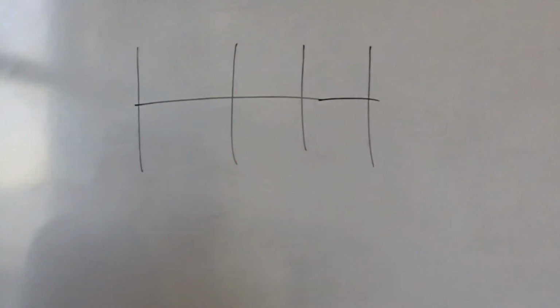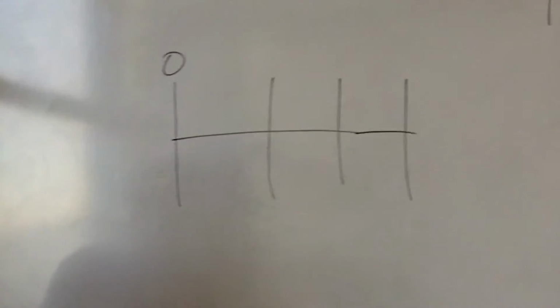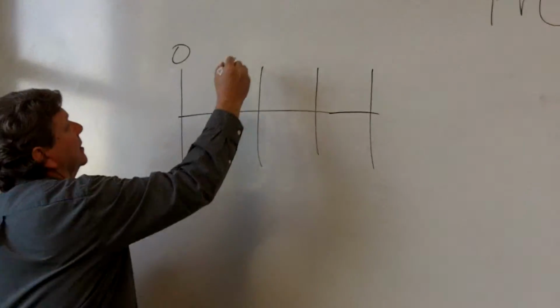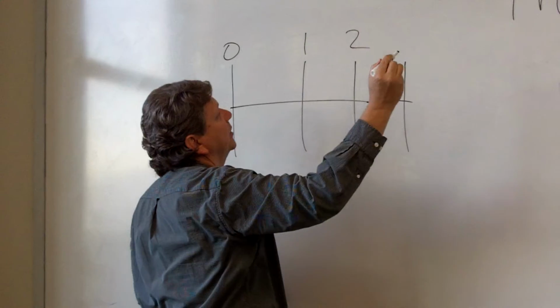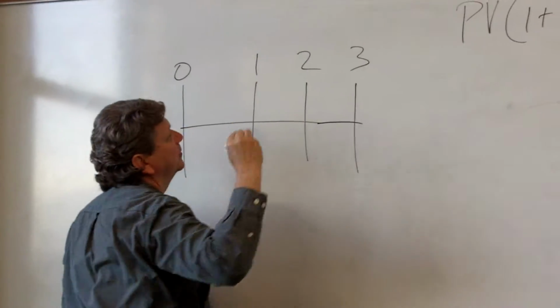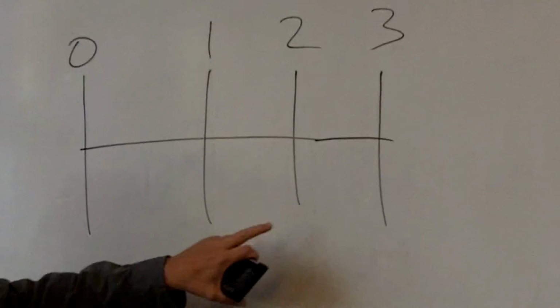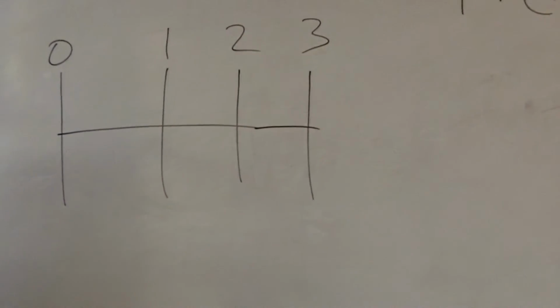Here is a timeline. Up here we're going to put the periods. This is period 0, that's today, right now. This is the end of the first period. This is the end of the second period, the end of the third period. And down here, we're going to put the cash flows that take place at those periods.